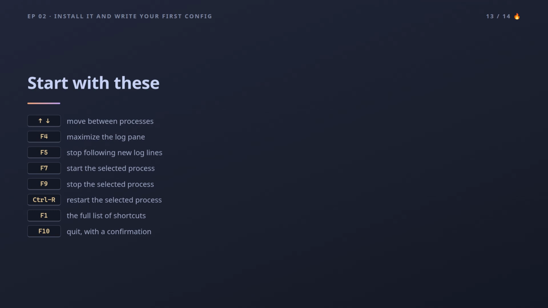The keys worth learning first. Arrow keys move between processes. F4 makes the log pane full screen and back. F5 stops the log following new lines so you can scroll without fighting it. F7 starts the selected process. F9 stops it. Control-R restarts it. F1 lists everything. F10 quits and it asks first.